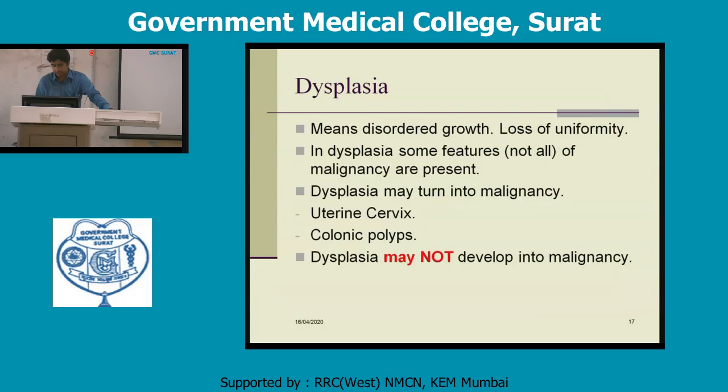It is not always that these tumors are benign and these tumors are malignant. There are sometimes gray zones between them. These are dysplastic lesions. They are neither benign nor malignant. They lie in the gray zone. So there is disordered growth and loss of uniformity. In dysplasia, some of the features of malignancy are present, and if untreated, it may turn into malignancy. For example, uterine cervix and colonic polyps.